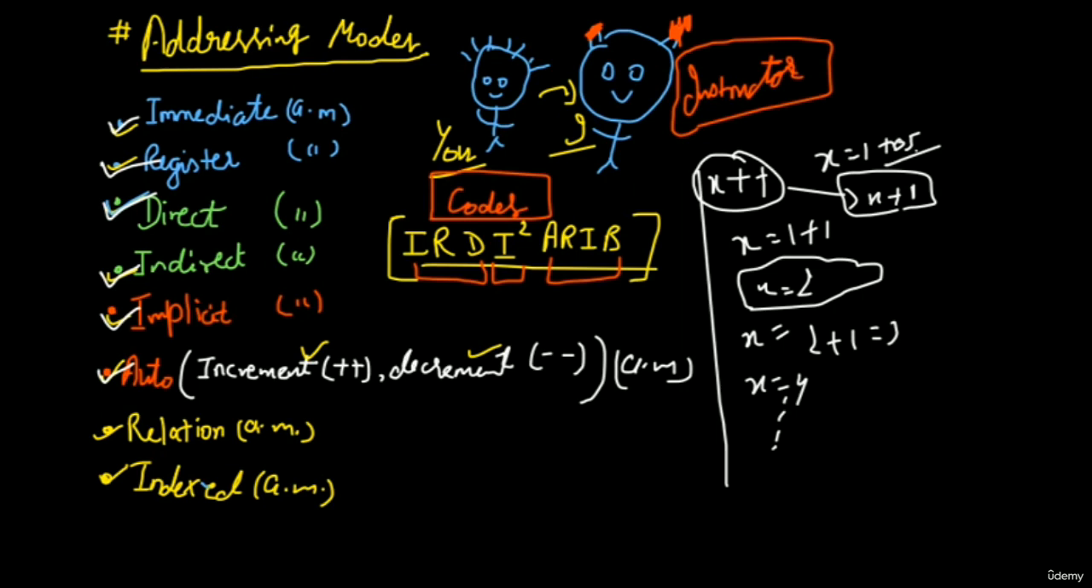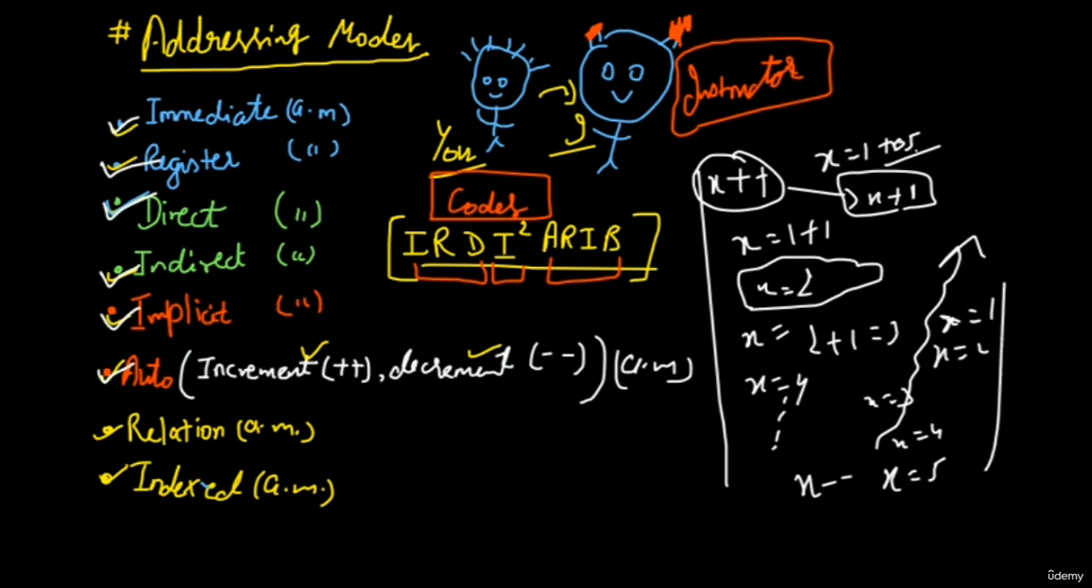Same way, if you reverse it, that means x minus minus. Like if I initialize x equal to 5, then it will be x equal to 4, then x equal to 3, then x equal to 2, and then x equal to 1. So this is the way it actually happens. I hope you have got this, and this is quite simple. If you learn programming, this is a very basic thing.